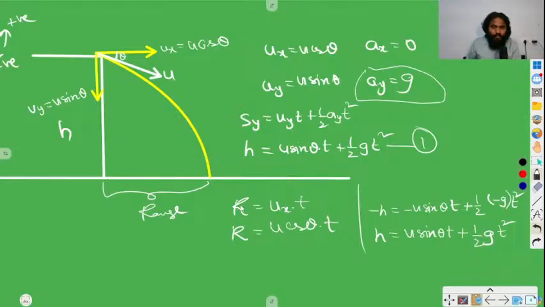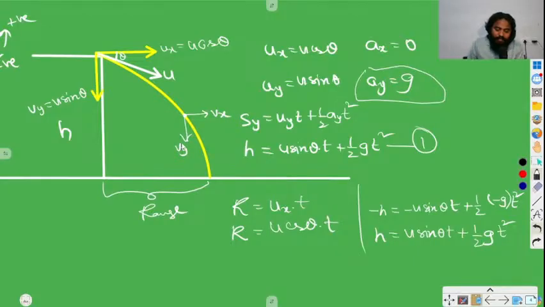And next, if you want to find out the velocity at any point, for example at this point, then what you can do is, again you have to find out the horizontal component and the vertical component, right?